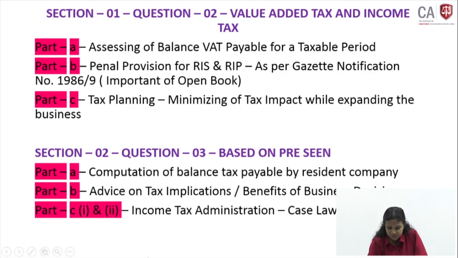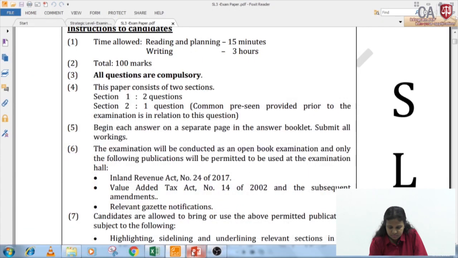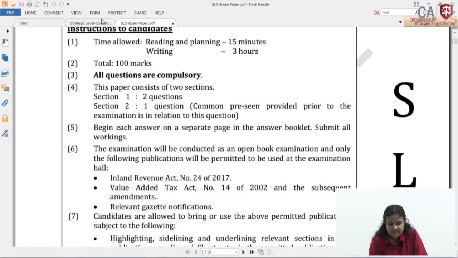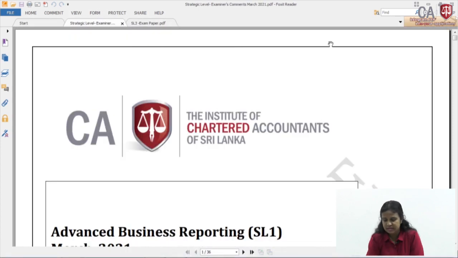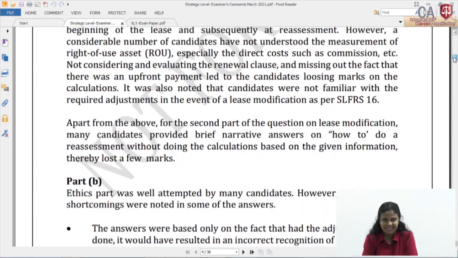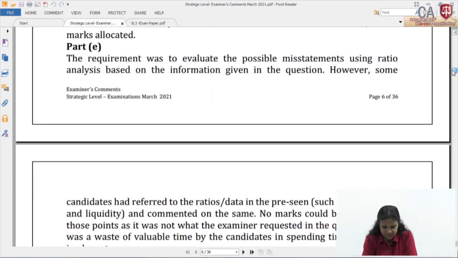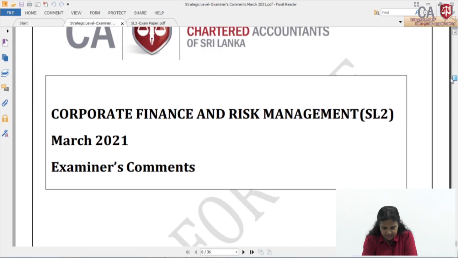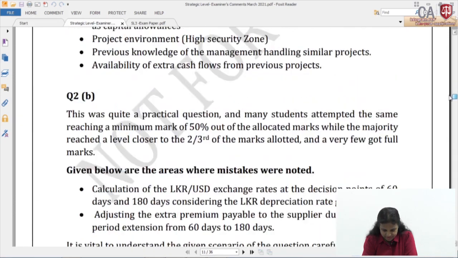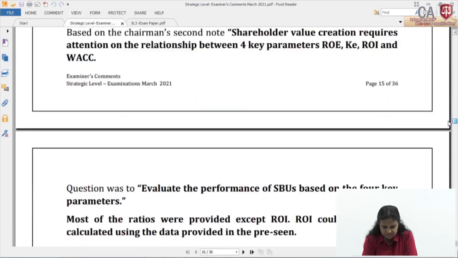Then I will move to the examiner's comments, because it is very important for you to know these things, as it helps you to get the 50 marks. The pass mark is 50, and if you pass with 50, that is more than enough. But the target should be to achieve at least 95% of the paper by answering it. We will come to the examiner's comments on SL3. I am only discussing the general comments, not the question-wise comments.